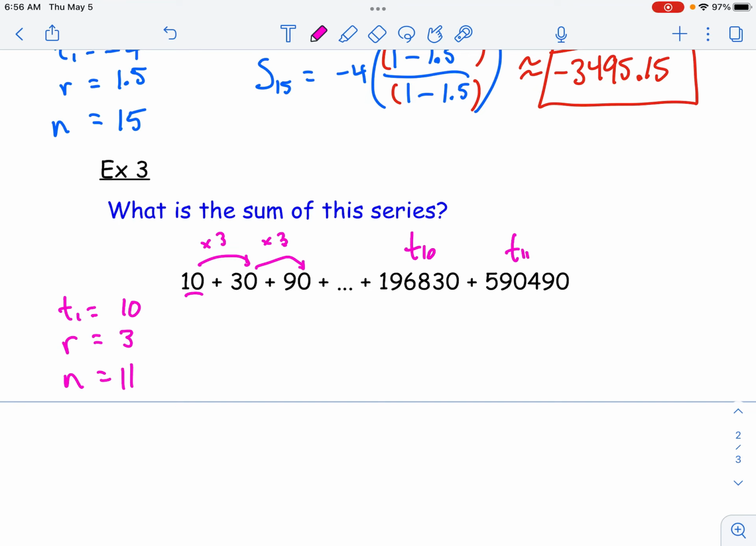So I just did that by saying, well, I know the first term. I know we're multiplying by 3. So if I just keep multiplying by 3, how long does it take me to get to that last term? That's definitely the easiest way to do it. Probably the best way to do it.